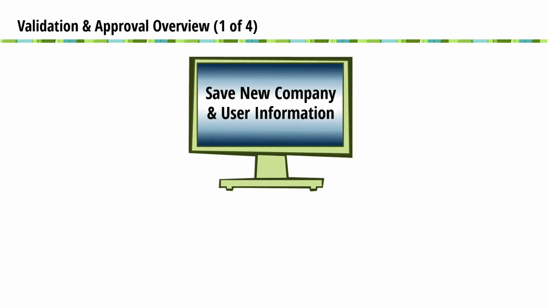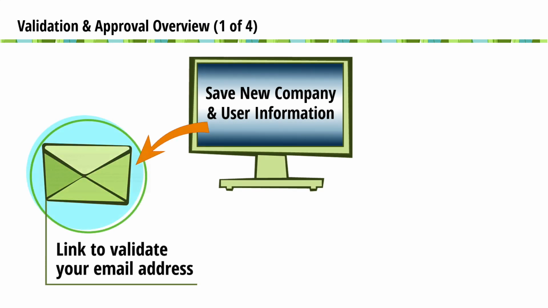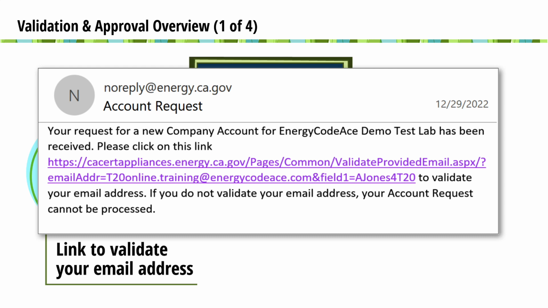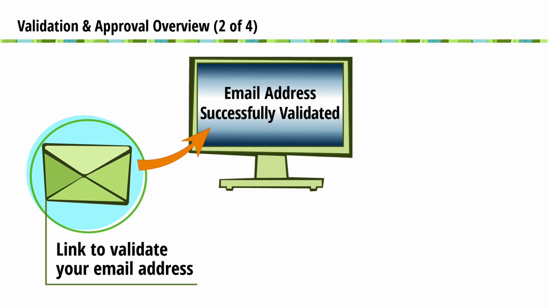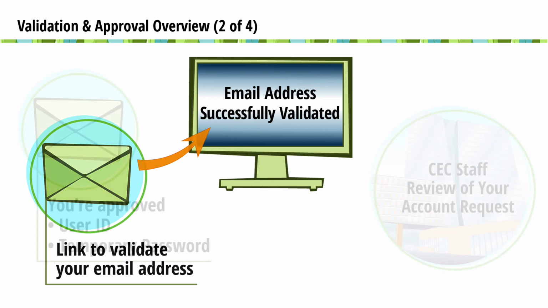When you submit the information, the system will send you an email message asking you to validate your email address. If you don't see this email in your inbox, double-check your spam folders or any filters you may have set on your email account. If you still cannot find the message asking you to validate your email, contact the CEC using the contact information provided at the end of this video. When you click the validation link in the email message, it opens a web page where you click a Confirm Email button and see that you have successfully validated your address.